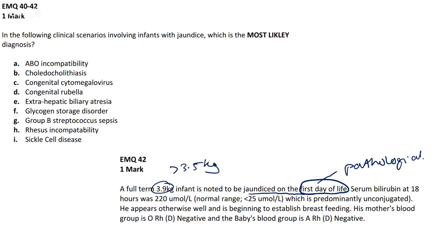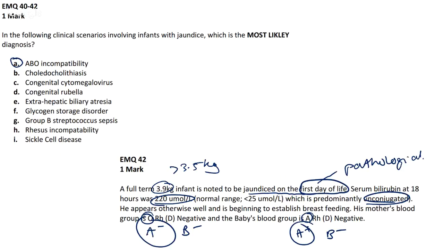Okay, so pathological jaundice. It was high. It was unconjugated. So mother was O and the baby was A. What do they have? ABO. Okay, so mommy is O negative, whereas the baby is A positive, right? So that's incompatible.